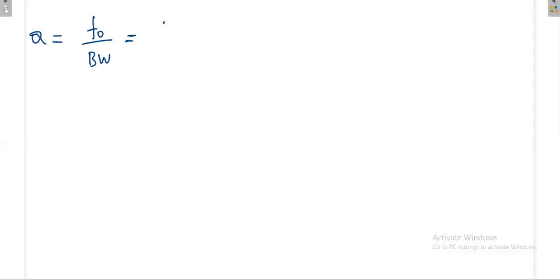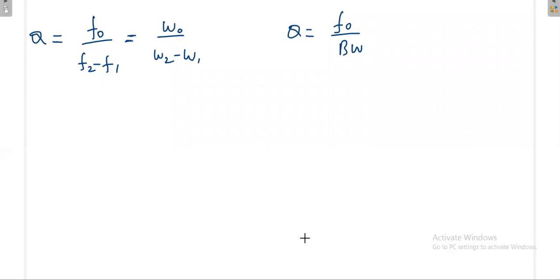You can also use omega, with bandwidth as omega 2 minus omega 1, or f2 minus f1. Be a little careful here, and don't mix them. Then your answer will be Q is equal to f naught divided by bandwidth, where Q means quality factor, f naught means resonant frequency or center frequency, and the denominator is the bandwidth of the circuit.